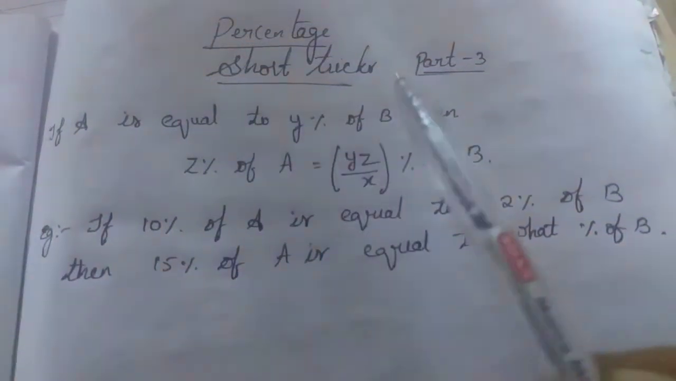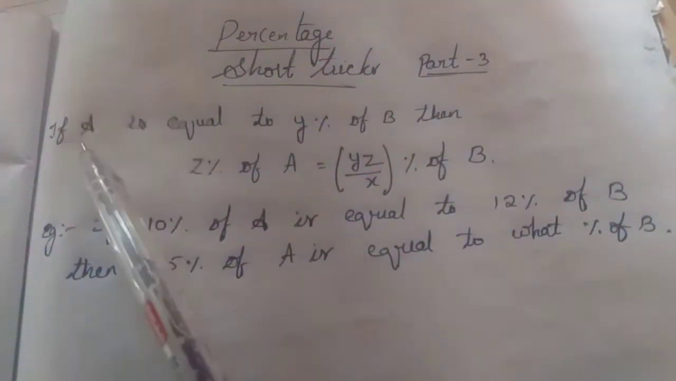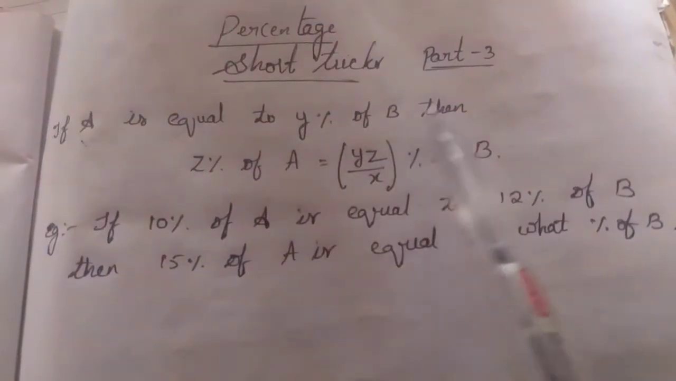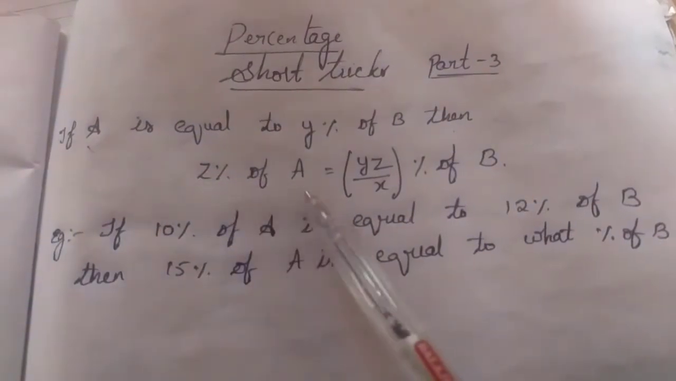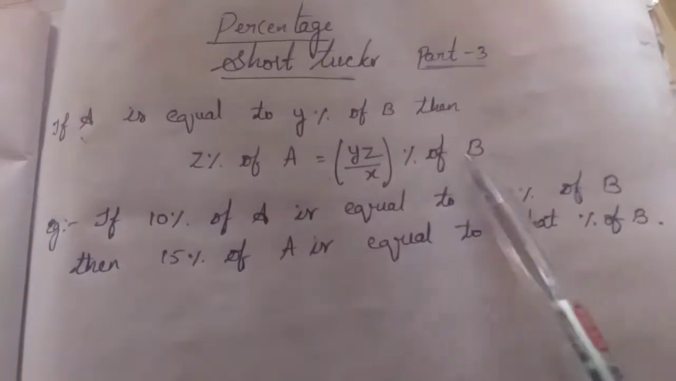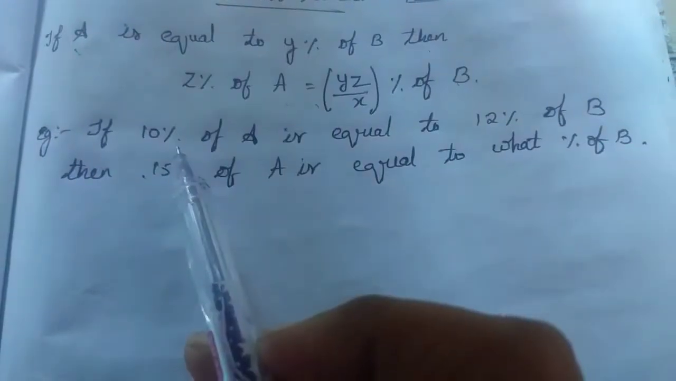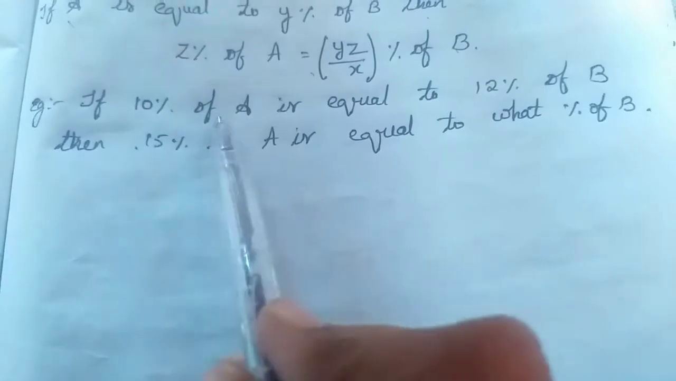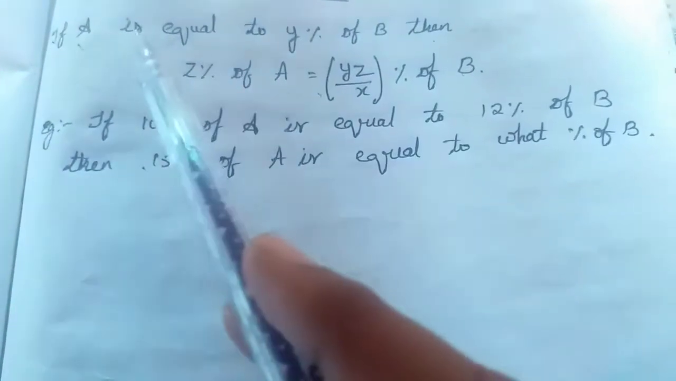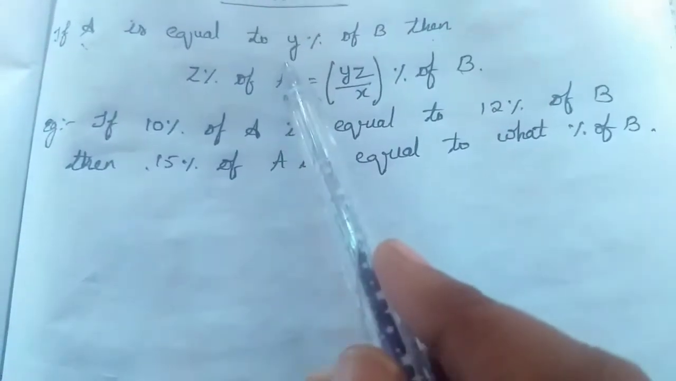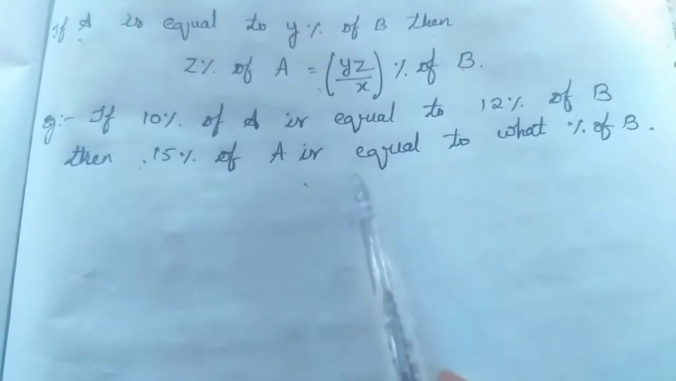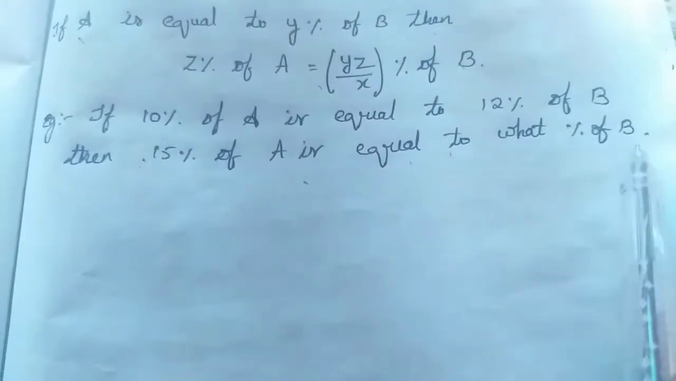Percentage short trick, Part 3. If A is equal to y% of B, then z% of A is equal to yz by x% of B. For example, if 10% of A is equal to 12% of B, then 15% of A is equal to what percent of B?